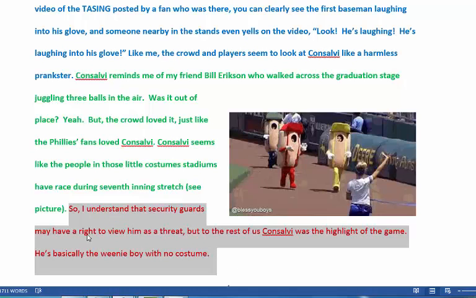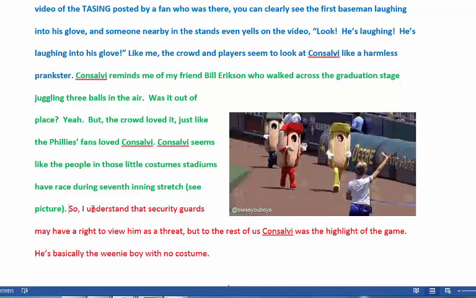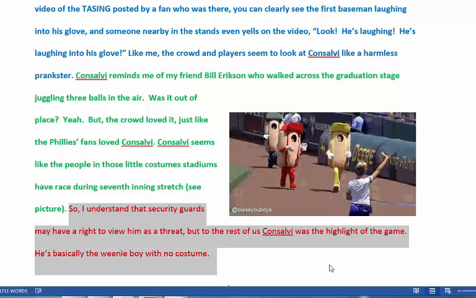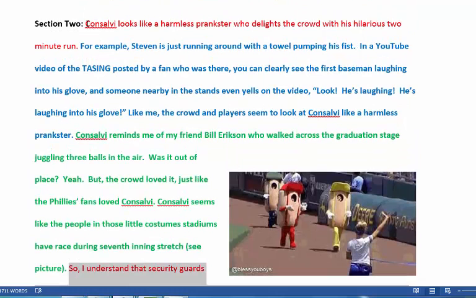Summarize the main point of the paragraph again. And I'm going to put that in red. I'll explain why in a second. So I write, so I understand that security guards may have a right to view him as a threat, but to the rest of us, Consalvi was the highlight of the game. He was basically the weenie boy with no costume.